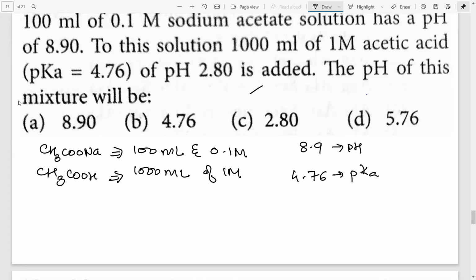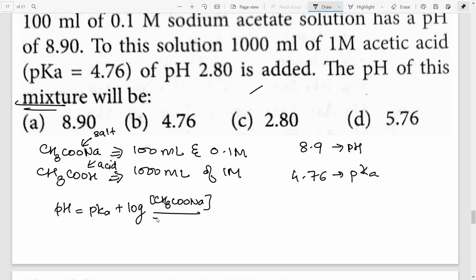So again, it's a mixture having a salt and an acid. So what will you use? Henderson-Hasselbalch. So pH equal to pKa plus log of salt upon acid, right? So here what is my salt? CH3COONa. And what is the acid part? CH3COOH. They have asked you to find the pH. So pKa value is directly given, 4.76, plus log to the base 10 of CH3COONa.